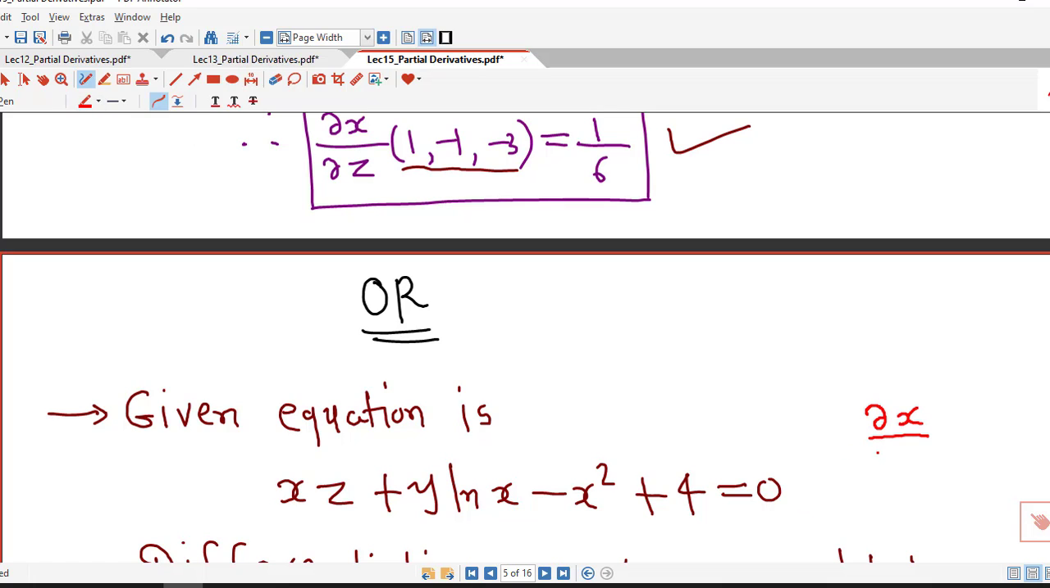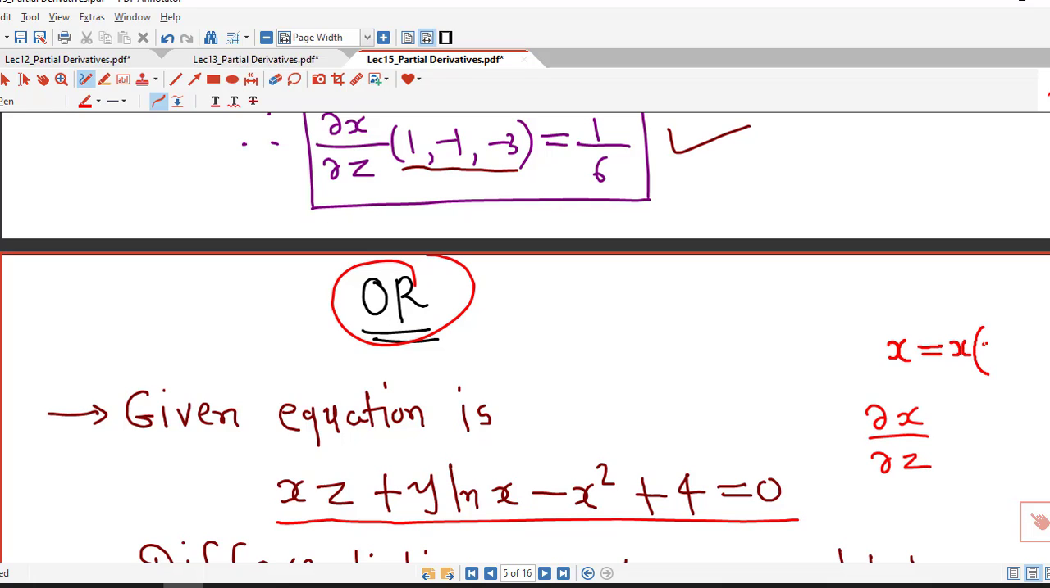We are asked to find del x by del z. So another way to do this problem is to differentiate the whole equation on both sides with respect to z, keeping in mind that x is a function of y and z. The derivative of the first term: here we have to apply the product rule because x is a function of y and z. So first x as it is, derivative of z with respect to z is 1, plus z as it is, derivative of x with respect to z, which is del x by del z.